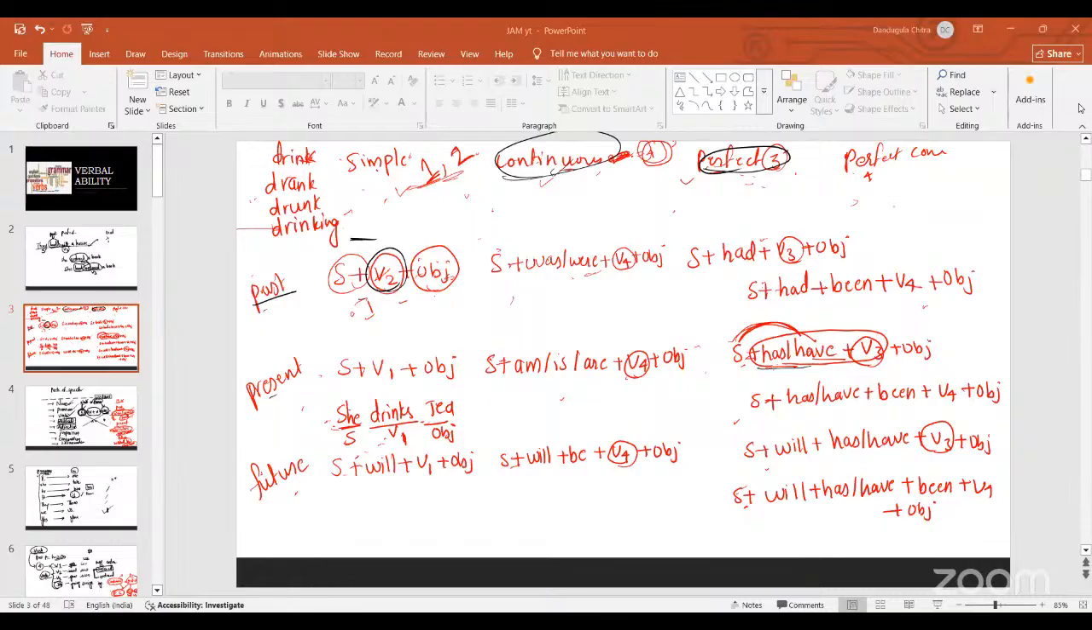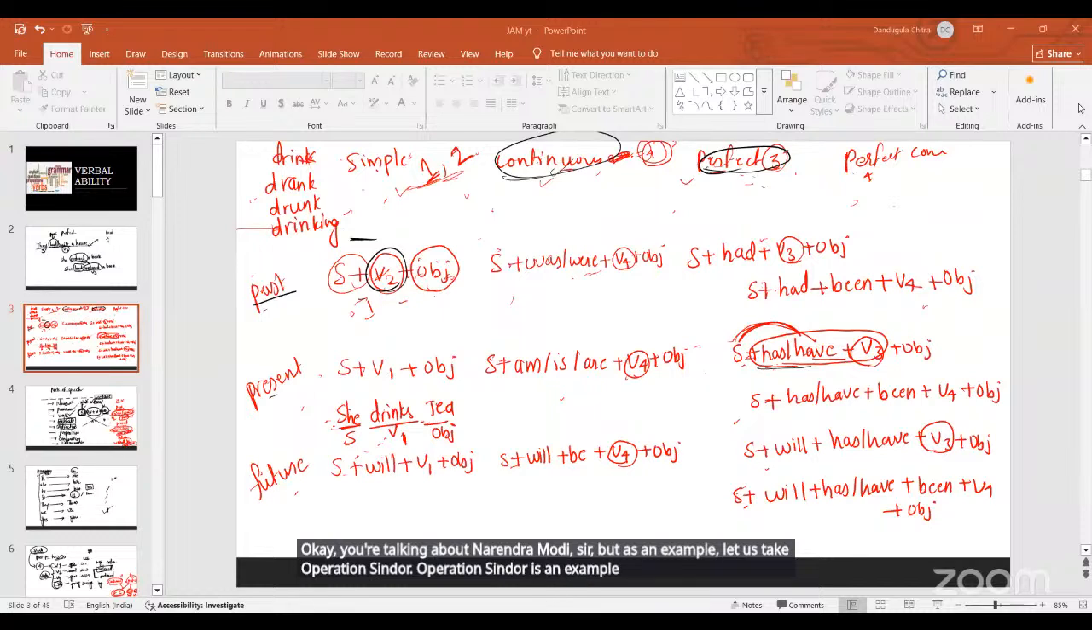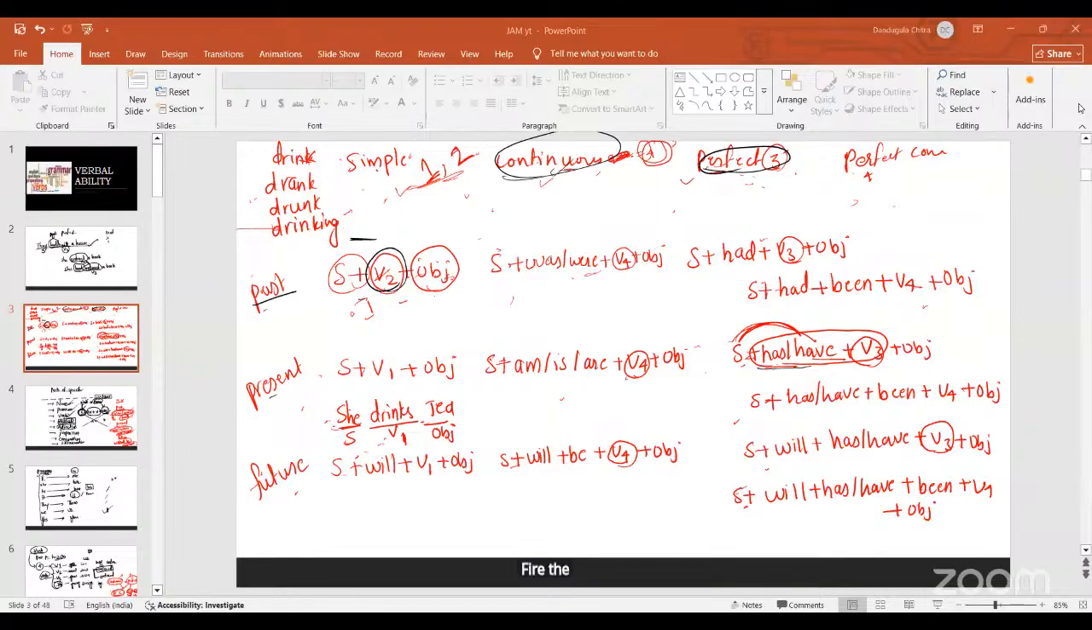Okay, you are talking about Narendra Modi, sir. But as an example, let us take Operation Sindoor. Operation Sindoor is an example. A woman took the first place to fire the rocket towards Pakistan. There was no man to take that place, right?